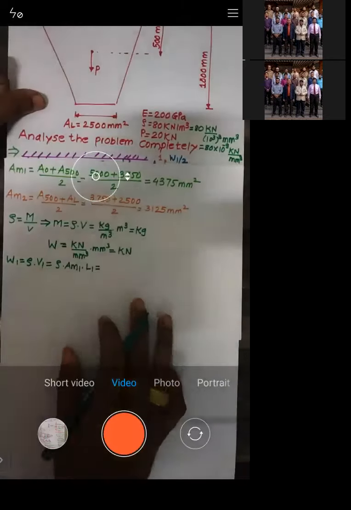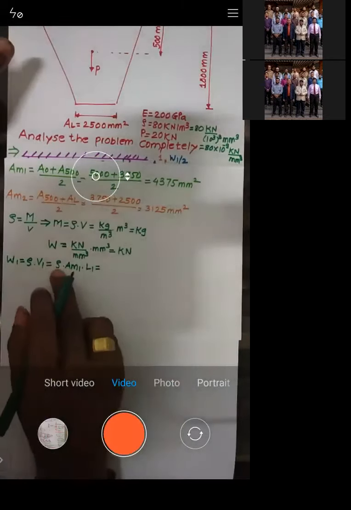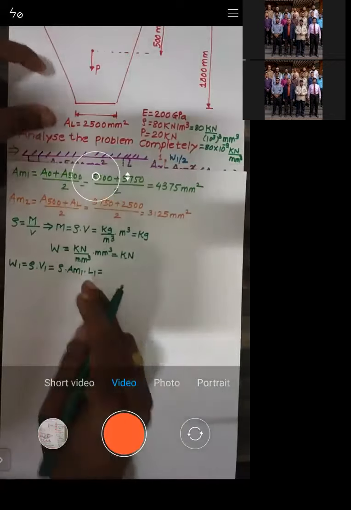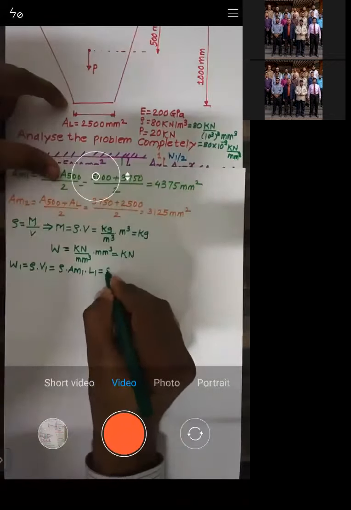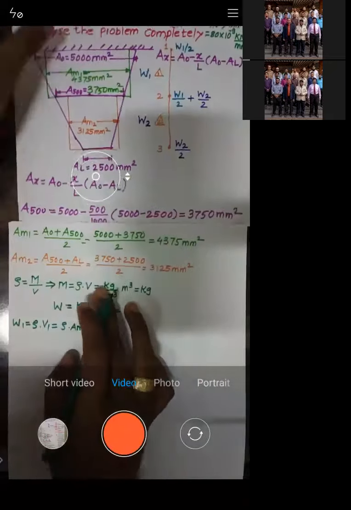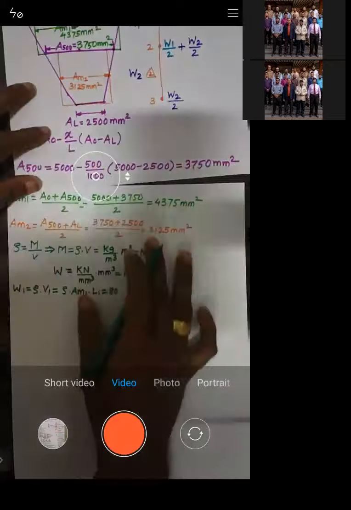See, you can check it. This density is in kilonewton per mm cube multiplied by mm square multiplied by mm, so you will get kilonewton. So I'll write down 80 into 10 raised to power, as we have seen a short time before.